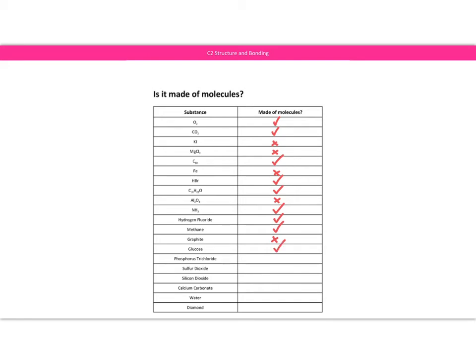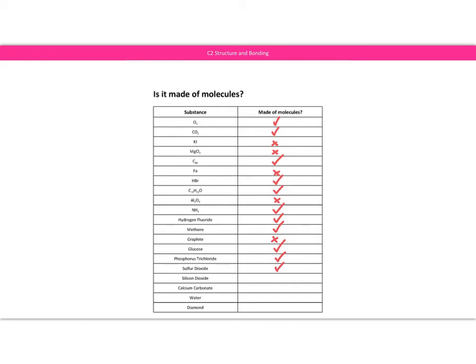Phosphorus trichloride. The tri means 3, so it's PCl3, phosphorus and then 3 chlorines. Non-metals only, it's more than one of them, that would be enough, but also if we realise what trichloride means, that would also tell us it has a subscript in its formula, so that is molecular. Sulfur dioxide, more than one non-metal, 2 of them, so there we go.